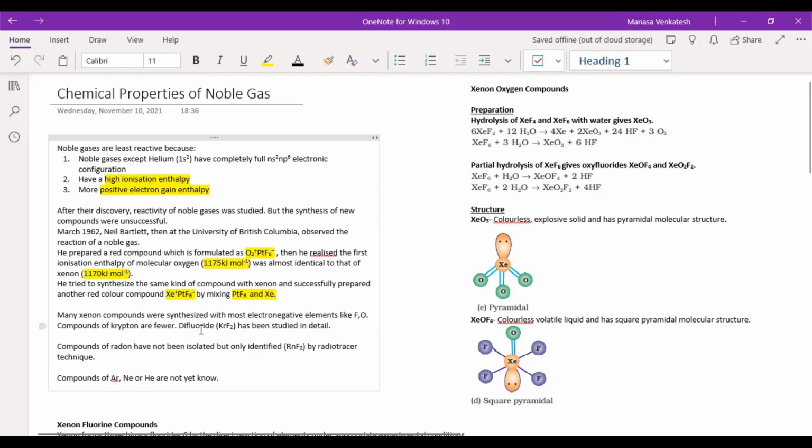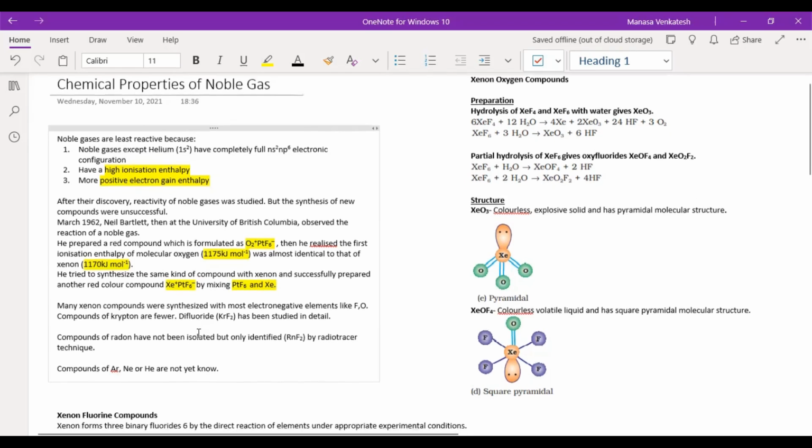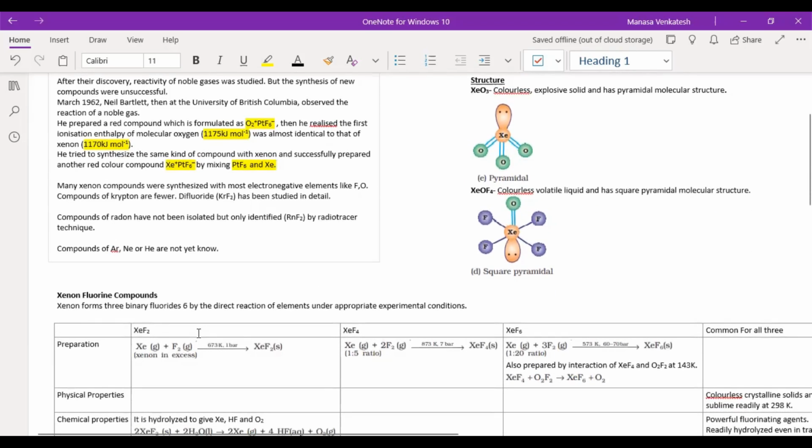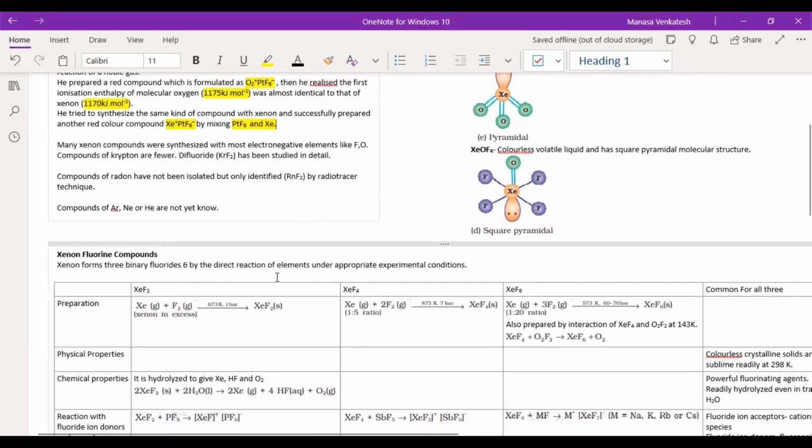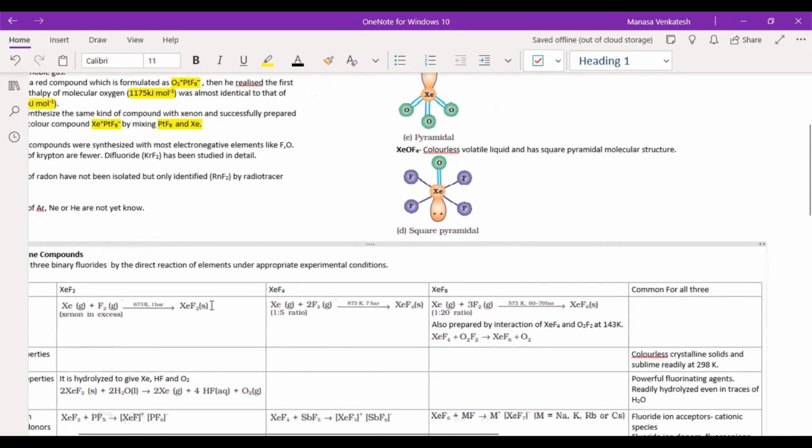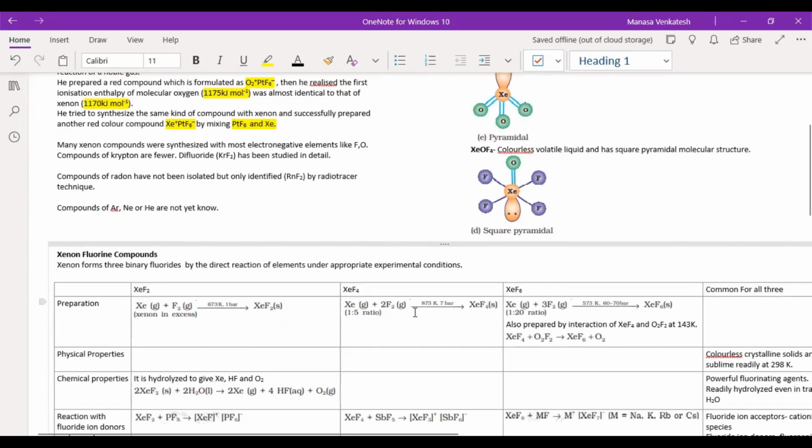As we go down the group, the atomic radius increases. So let's start with these xenon fluoride compounds. So xenon fluoride compounds, you have binary fluorides, so the preparation is done by direct reaction of the elements under specific conditions. So these are the preparation reactions.